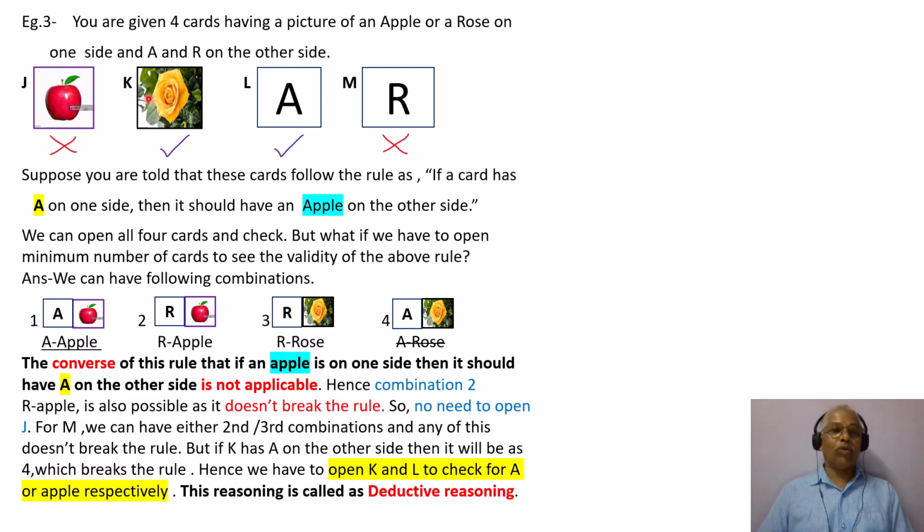This must have apple on the other side, but we will not come to know unless otherwise we open both these cards. Okay, so we have to open this and this. That is what is given here. Okay, hence we have to open K and L and check for A. Okay, and an apple respectively. This reasoning is called as a deductive reasoning. Okay, understood?